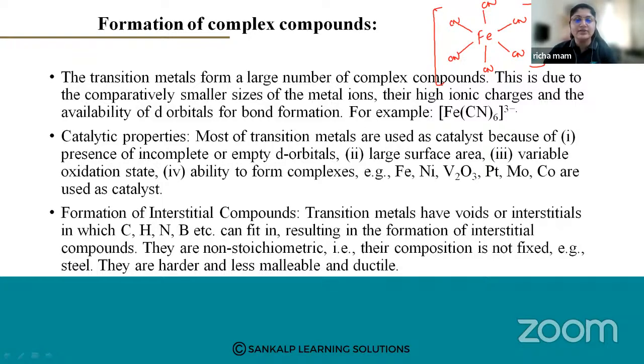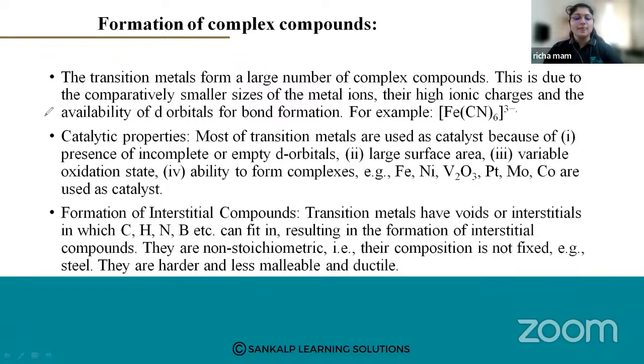So these transition metals combine with the ions or the neutral molecules, and they form the complex compound. Examples are FeCN6 3 minus, then FeCN6 4 minus, then CuNH3 6 3 plus, then platinum Cl4 2 minus. So these are some examples of complex compounds.